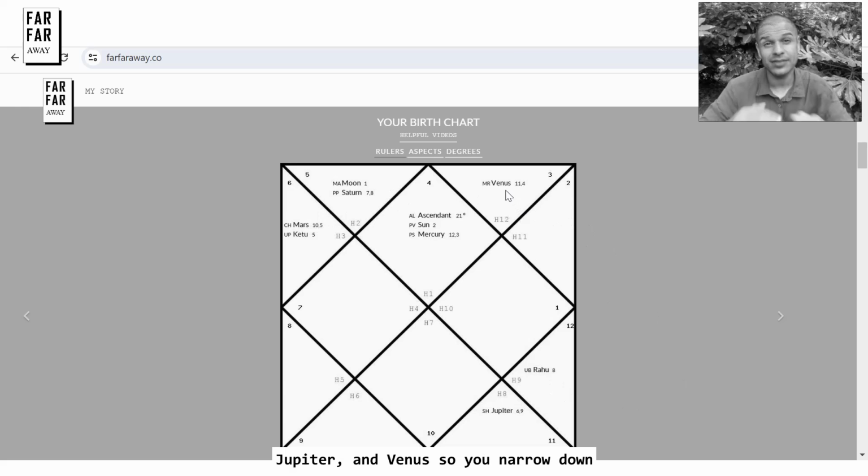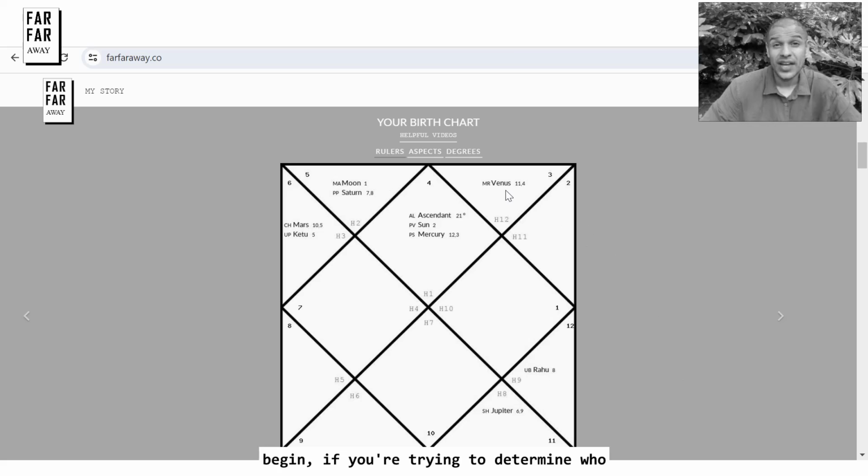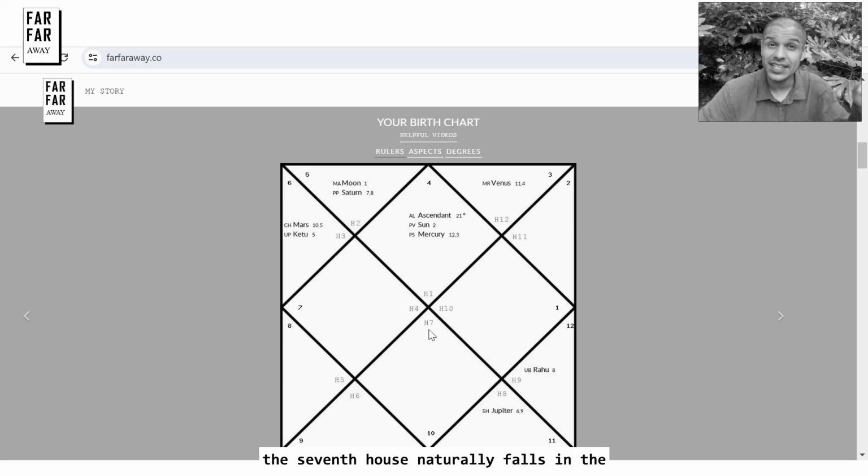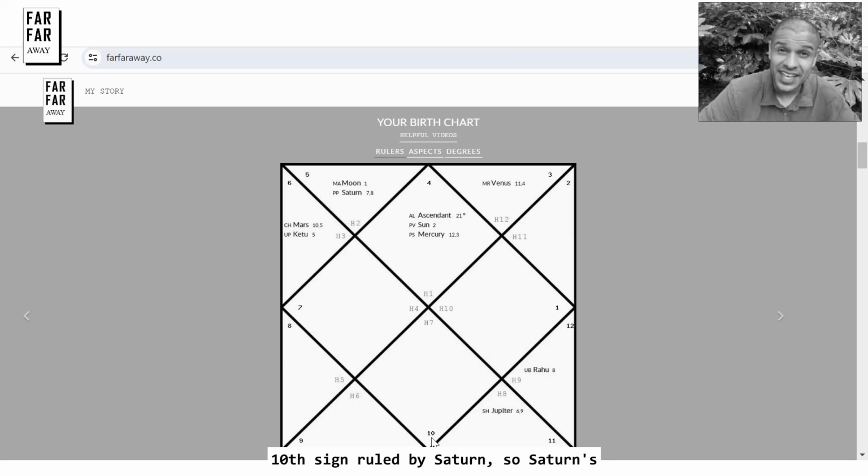So you narrow down your analysis. You're not looking at the entire chart. That might help you begin. If you're trying to determine who might be this person's partner, then you have to study the ruler of the house of marriage, the 7th house. So if the first house falls in the sign of Cancer, the 7th house naturally falls in the 10th sign, ruled by Saturn. So Saturn's position in his chart would determine who his partner is going to be.